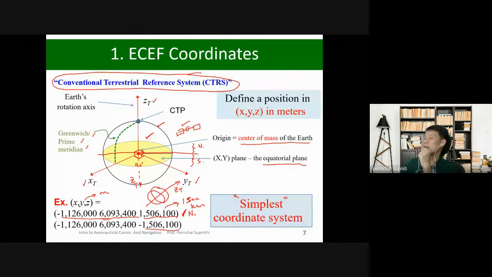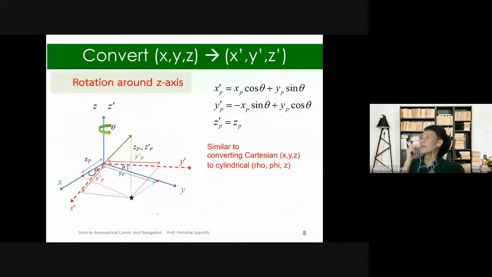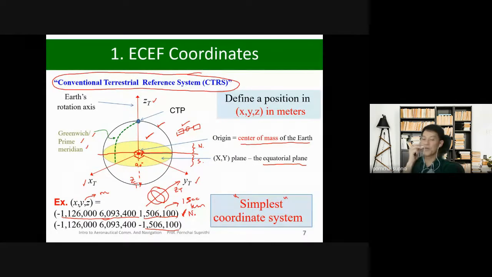Also, it's probably inside the Earth because Z is less than 6,300, right? Anyway, that's it. It is one of the coordinate systems, the simplest one. And we can use it to tell the position on Earth or the position of a satellite as well.